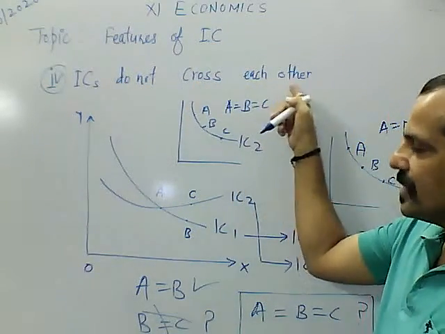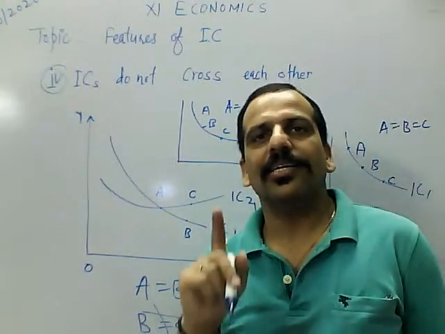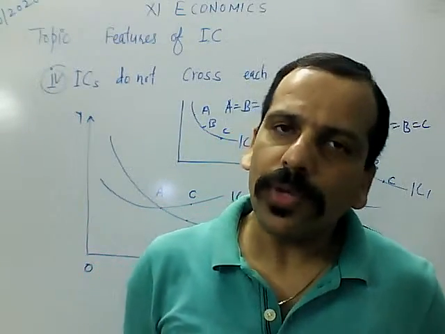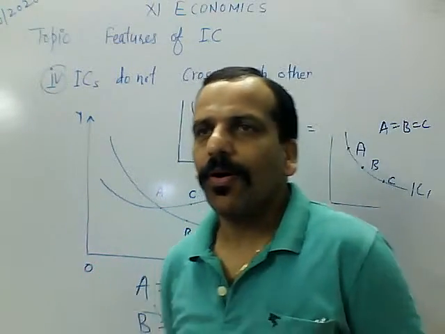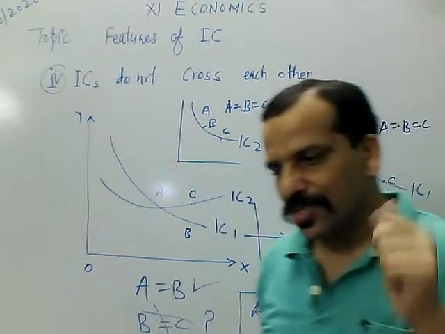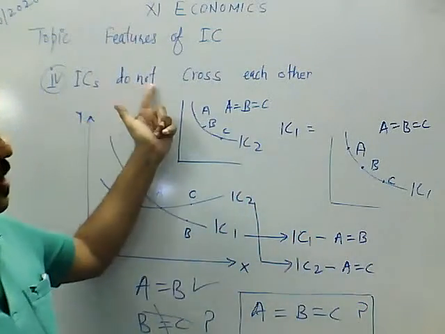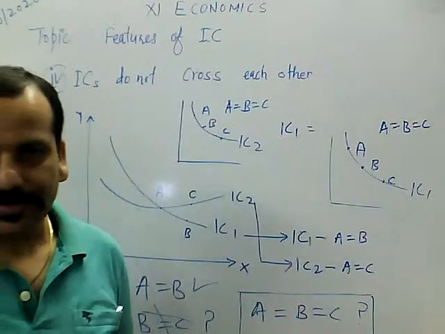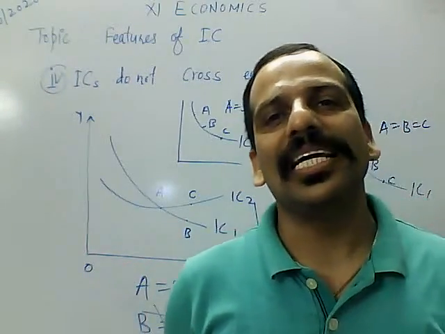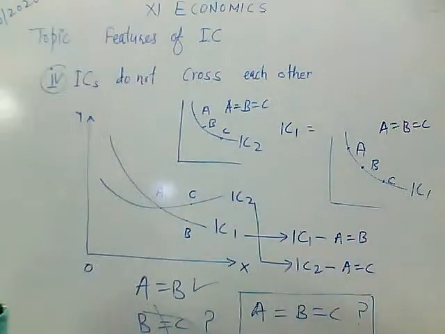So ICs should not intersect each other. If they intersect, then the definition of the indifference curve will be violated or will not be valid. Yes, true, good. So indifference curves should not intersect each other. Otherwise, the definition of indifference curve will be violated. Understood?